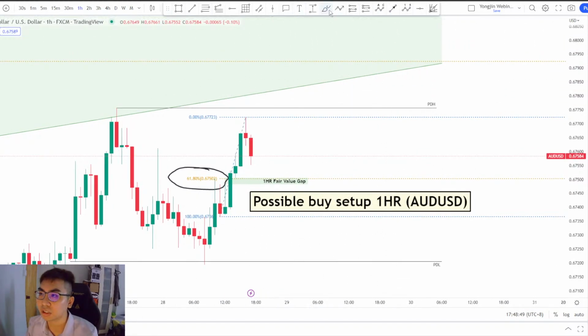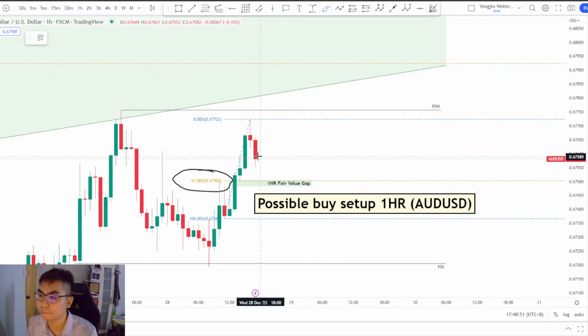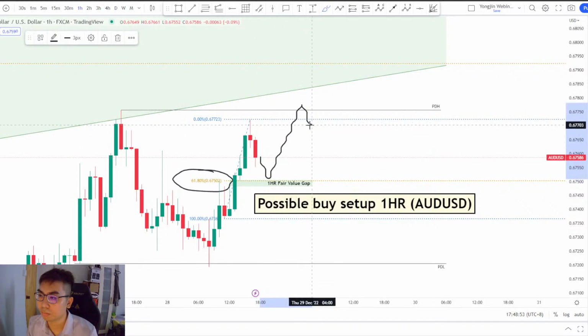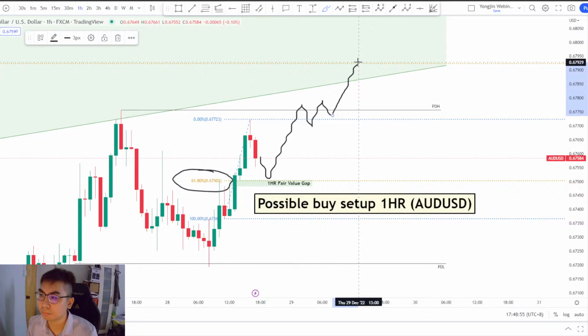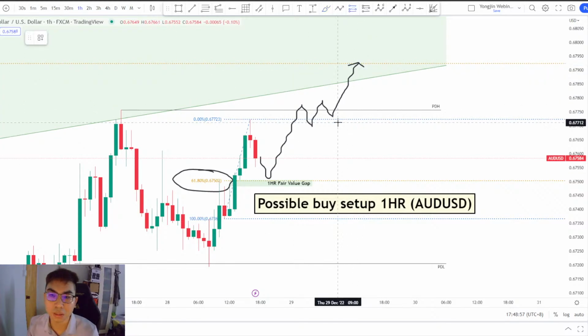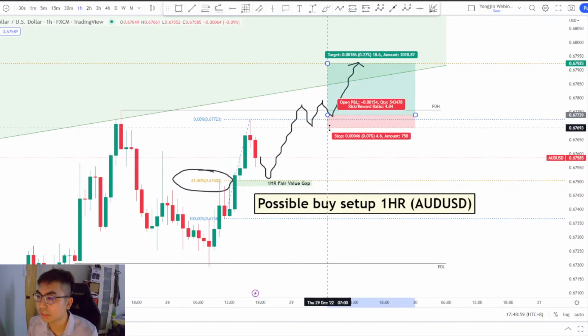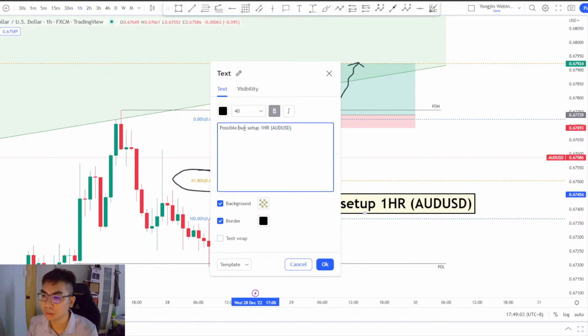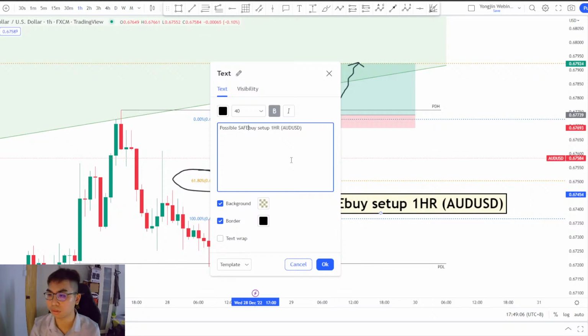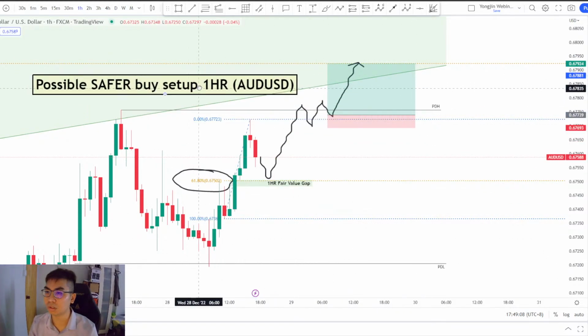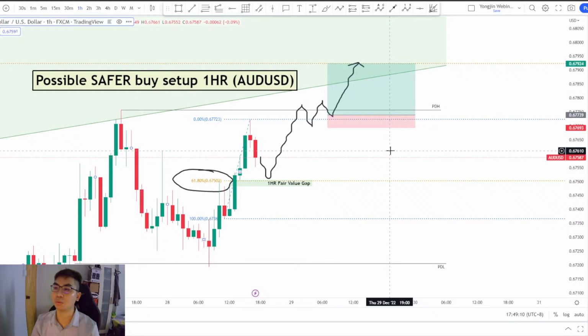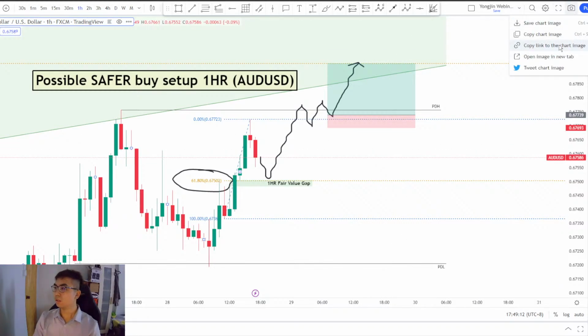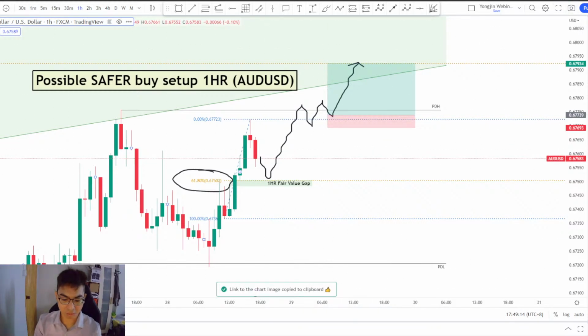Where's the brush? Okay, so that could be a possible retest buy setup to the upside. It's a possible safer buy setup, Aussie dollar, 1 hour chart. So I'll copy the link to a chart image and I'll just send it to the chat.